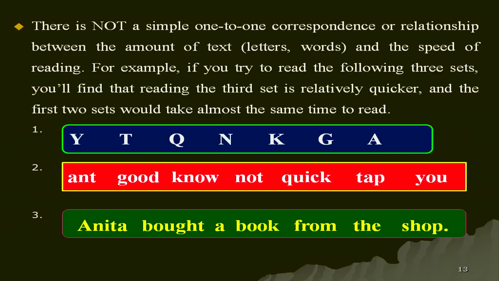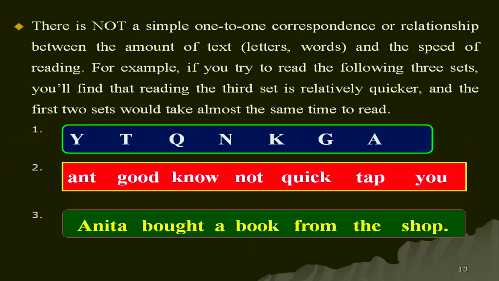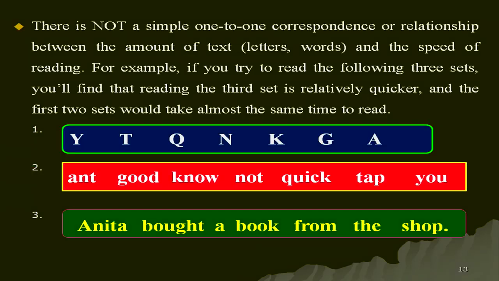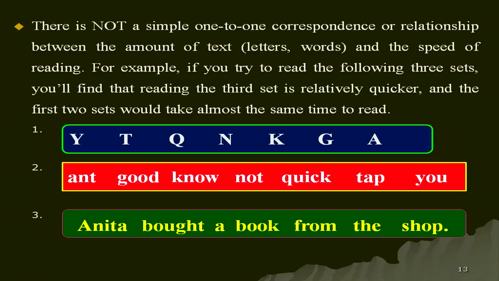That is not true. For example, if you try to read the following 3 sets, you will find that reading the third set is relatively quicker, and the first 2 sets would take almost the same time to read. In the first set I have given 7 letters: Y, T, Q, N, K, G, A. Now, let us read the second set. There are 7 words: ant, good, no, not, quick, tap, you. And the third one is a complete sentence: Anita bought a book from the shop. As I said, the first two take almost the same time.